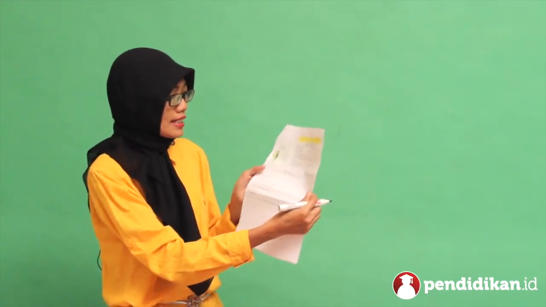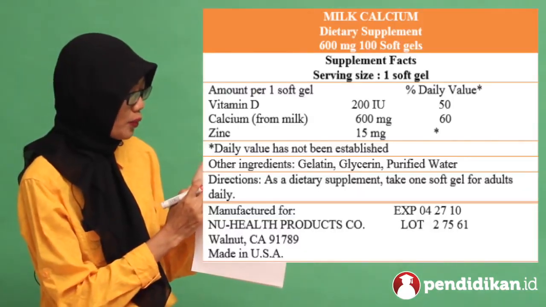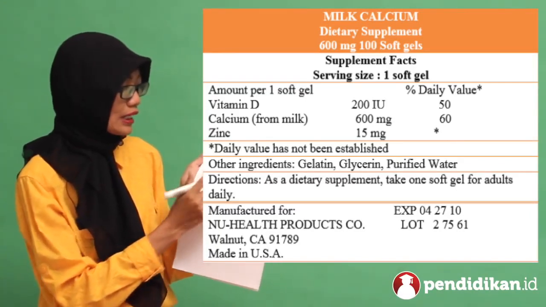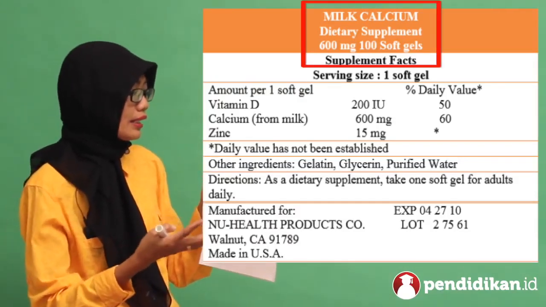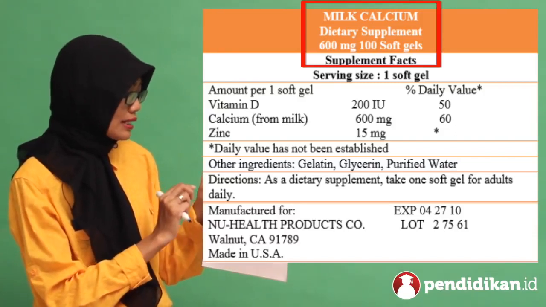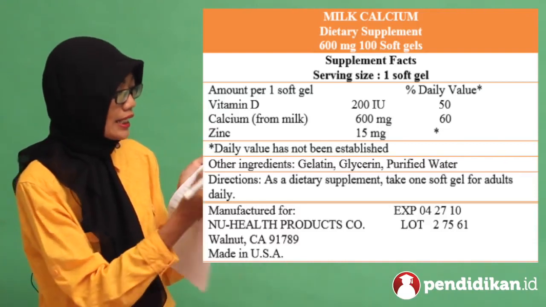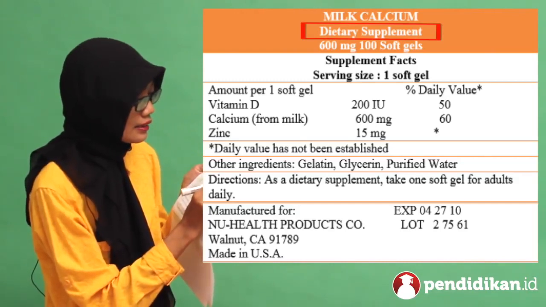The medicine label I have here about milk calcium. So let's find out this part of the label. The first one, name or brand of the product. Of course, the name or brand of the product is milk calcium. It is written in a big letter. The second one is about description. For the description, it is written supplement, dietary supplement.